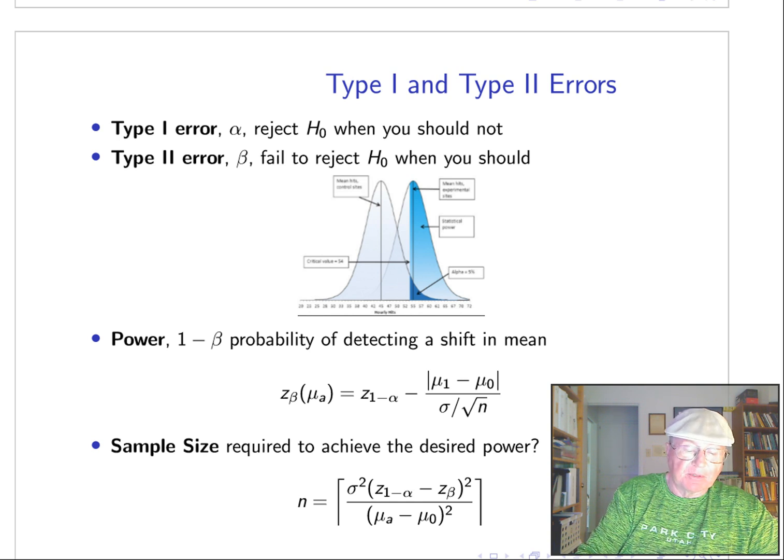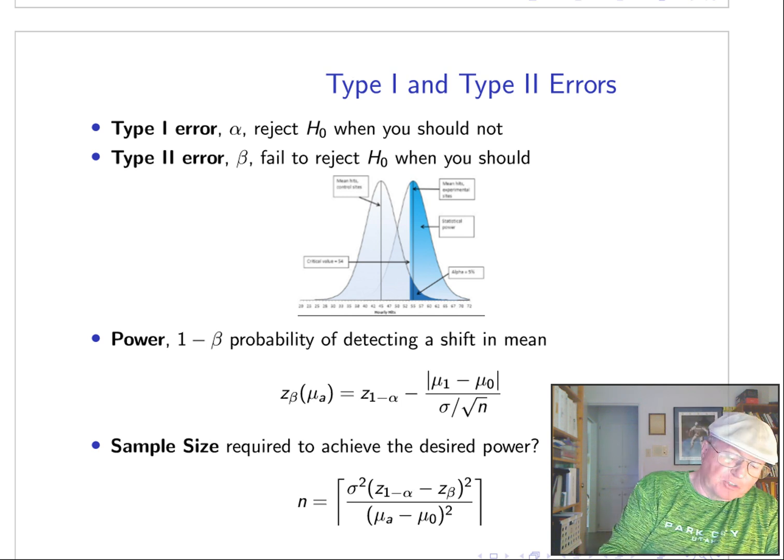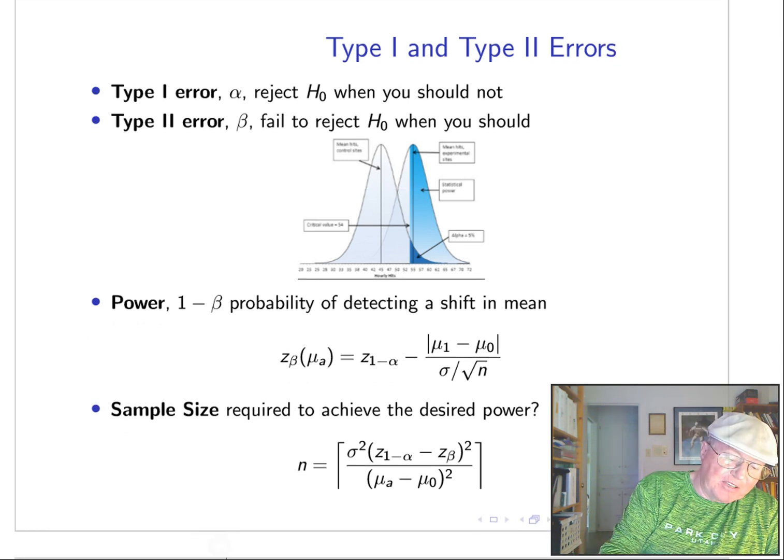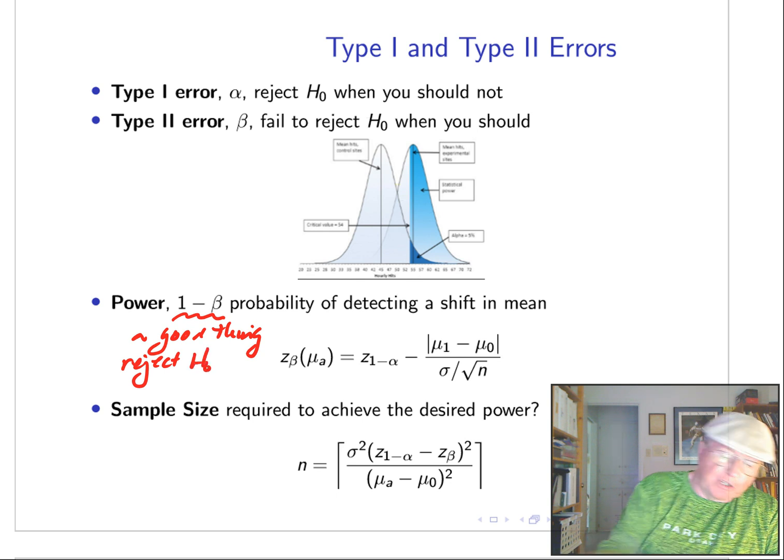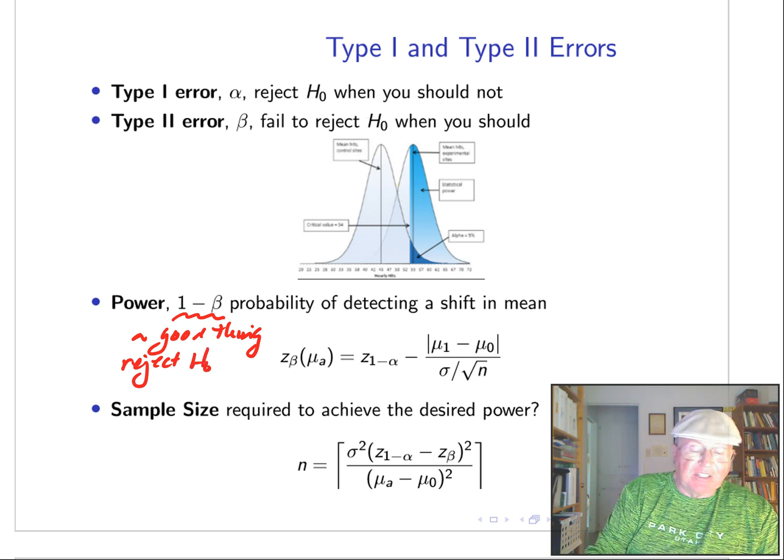Power is the complement of type 2 error. Apparently, most scientists don't like to talk about bad things, so this is a probability of a good thing: rejecting the null when you should.